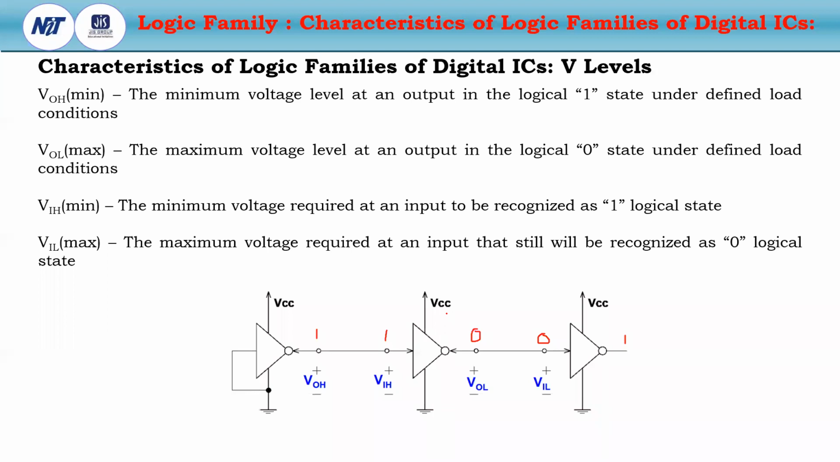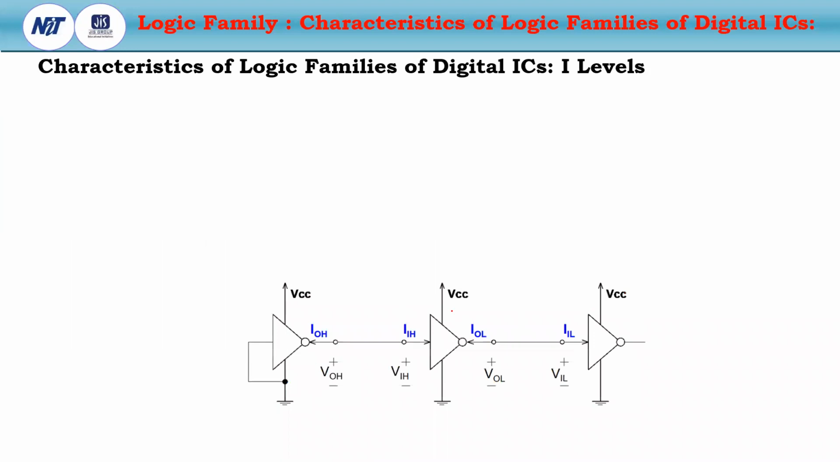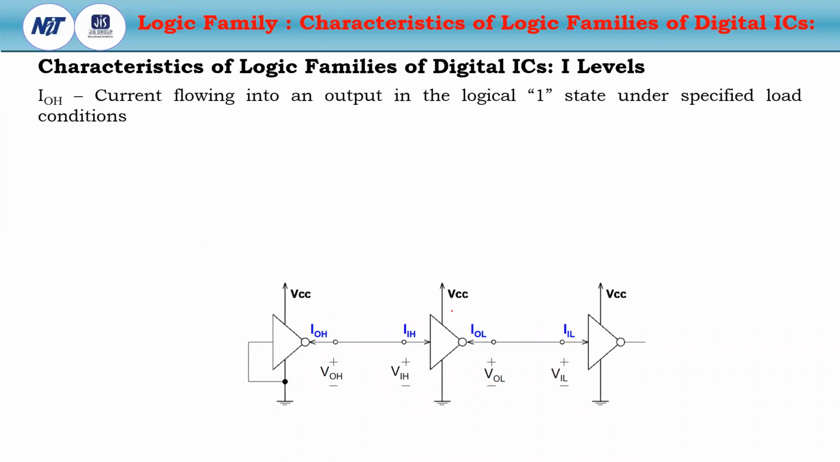So these are the voltage levels, that are called VOH, VIH, VOL, VIL. VOH is the output high, VIH is the input high, VOL is the output low, and VIL is the input low. Similarly, the current levels.